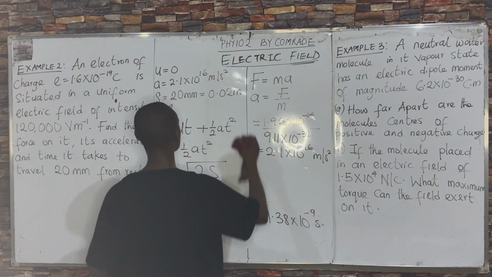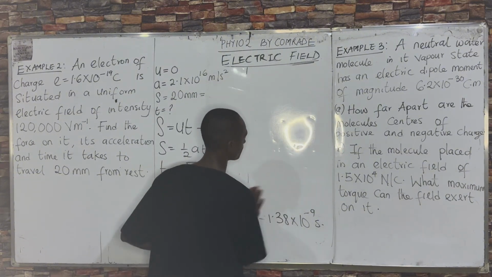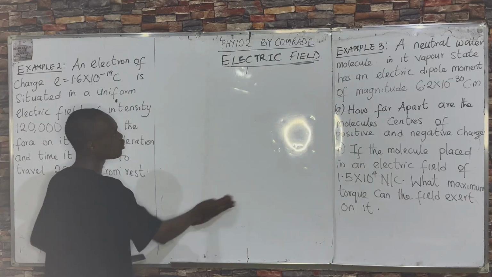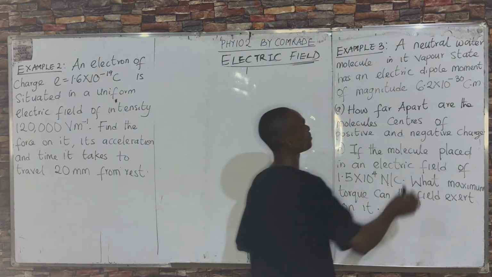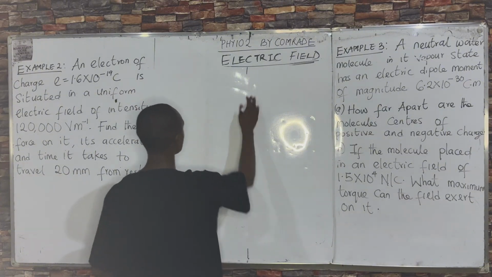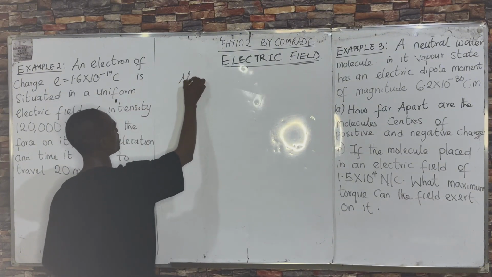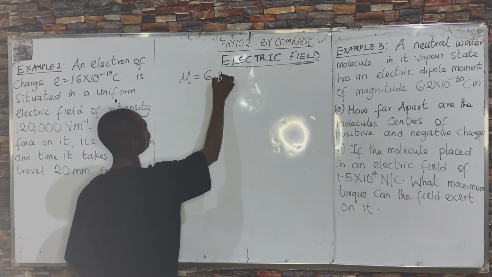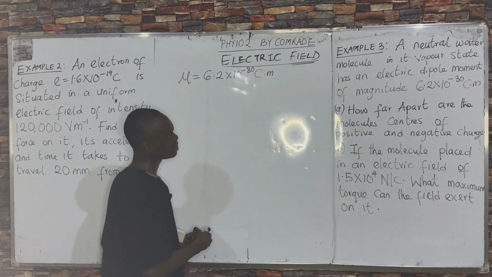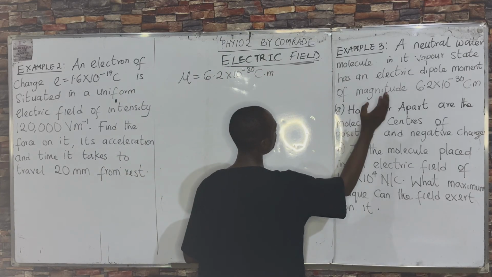Now let's take the second one. We want to do this. A neutral water molecule in its vapor state has an electric dipole. Now this dipole, I say this is how to represent dipole, which is 6.2 times 10 raised to the power minus 30 coulombs per meter, right? I say how far apart?